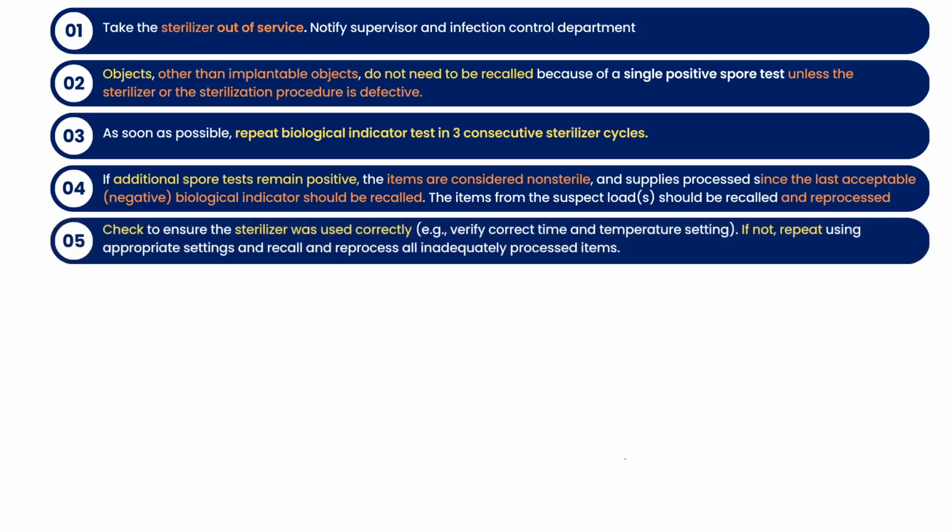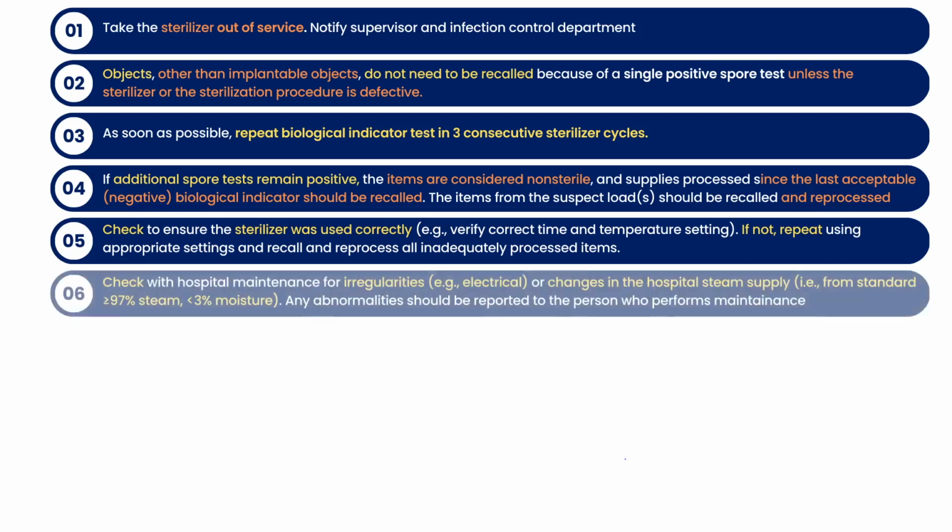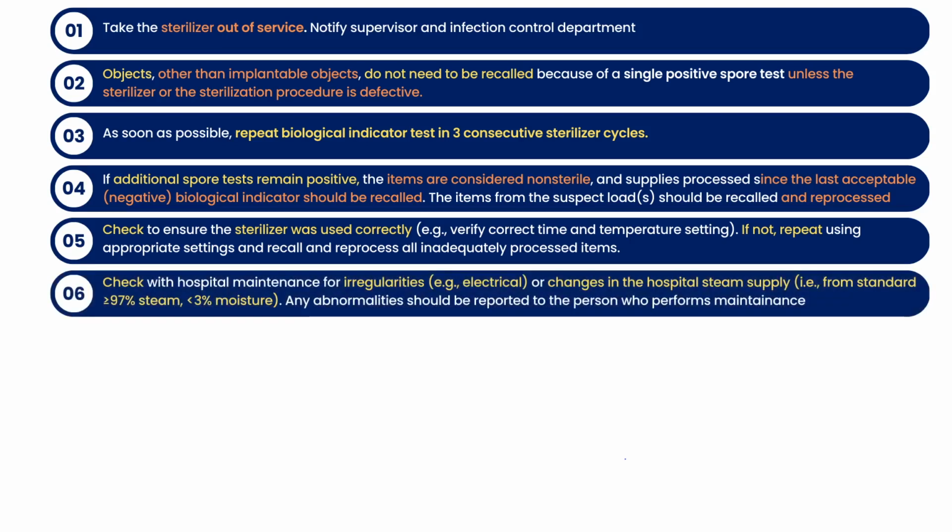Now you have to check to ensure that the sterilizer was used correctly, because most of the time the process is not followed properly. If that is the case, and the sterilization process was defective, we have to repeat the process using the appropriate settings, and all the SOPs need to be followed. If that does not solve the problem, then you have to check for electrical irregularities, and check the steam supply, and any abnormality should be corrected.